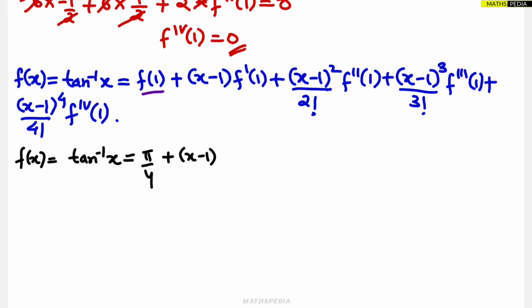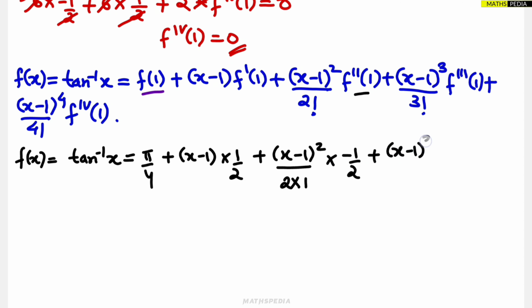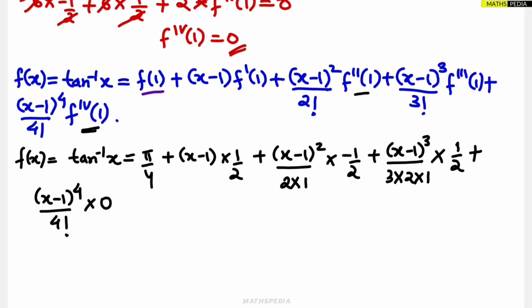x minus 1 into f dash of 1, value we know it is 1 by 2, plus x minus 1 the whole square divided by 2 factorial, means what? 2 into 1, into f double dash of 1, value we know it is minus 1 by 2, plus x minus 1 whole cube divided by 3 factorial, means 3 into 2 into 1, into f triple dash of 1, value we know it is 1 by 2, plus the fourth derivative, no need to write because anyways it is 0 we know, right? This particular value is 0.